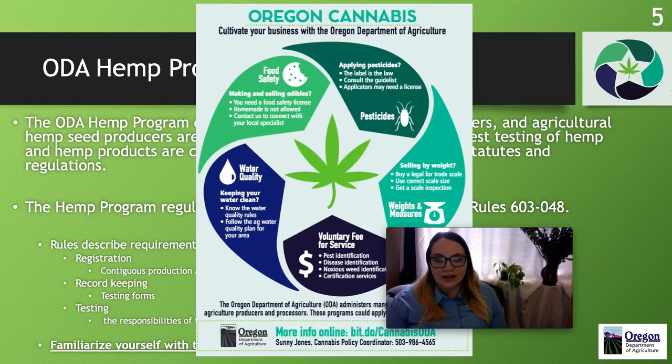Here's a flyer that I really like. It really just showcases all of the different programs at the ODA that play a part in hemp regulation. For example, food safety: if we had someone making an edible, they would need to get a food safety license. Pesticides department comes into play whenever there's a pesticide issue regarding hemp, weights and measures, inspecting scales. We have a water quality department that deals with hemp runoff and if there were any pollution. So there are so many programs that play a part, and our program alone could not do this alone.